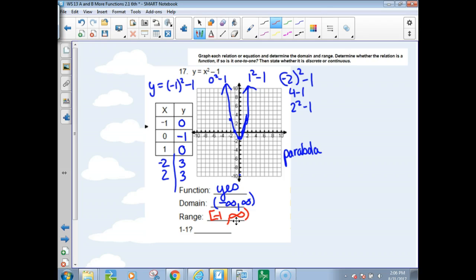Okay? Is this 1-to-1? Can you do a horizontal line test? No. So not one-to-one. Is it continuous or discrete? Can you square decimals and subtract 1? Can you? I didn't do it, but you can, right? So it's connected. Everything's connected. That makes it continuous.